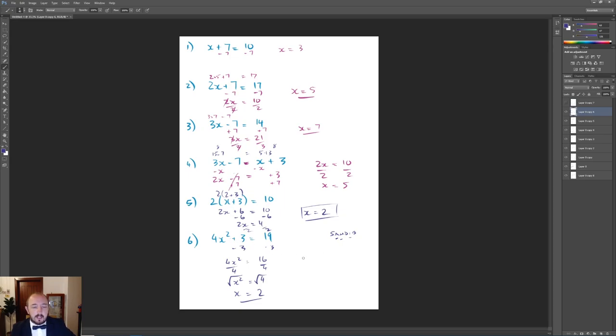So substitute that in. We've got 4 times x squared plus 3. So we do the indices first, which is 2 squared. Then we do the times 4. Then we do the plus 3. So 4 times 4 is 16 plus 3. That does give us 19, which is what we wanted here.